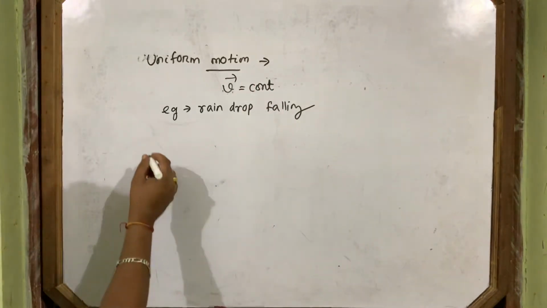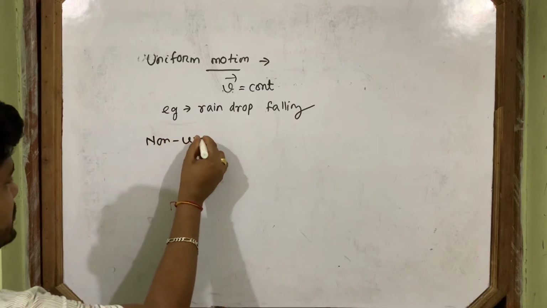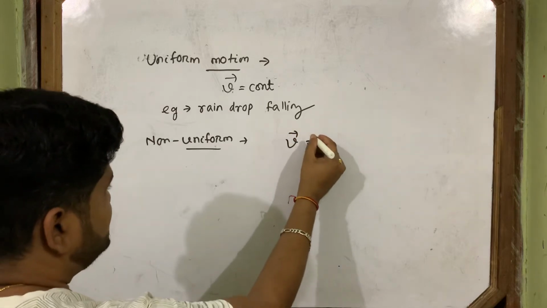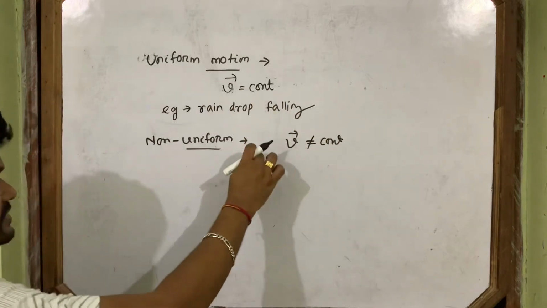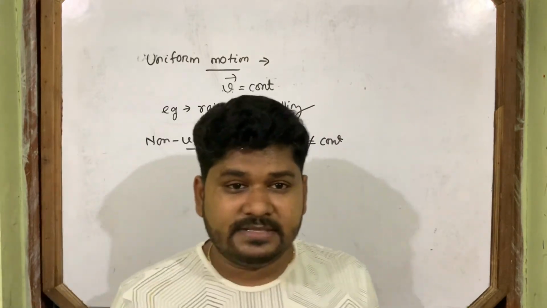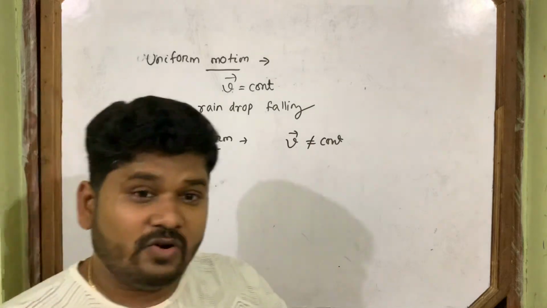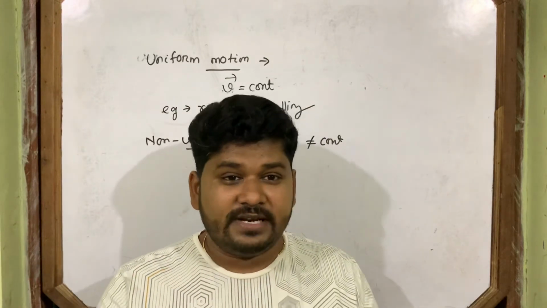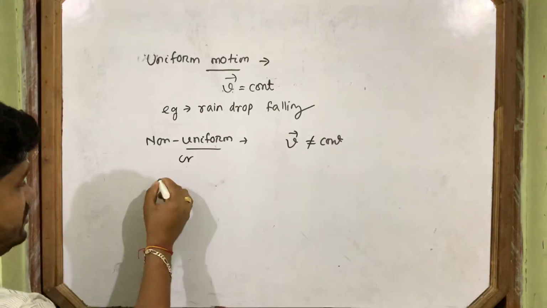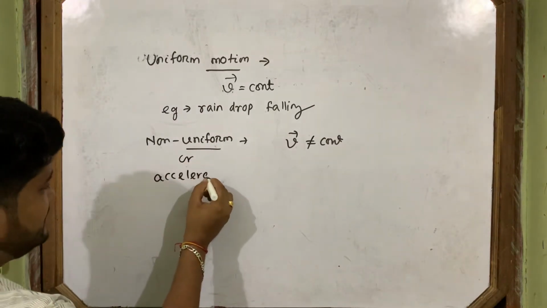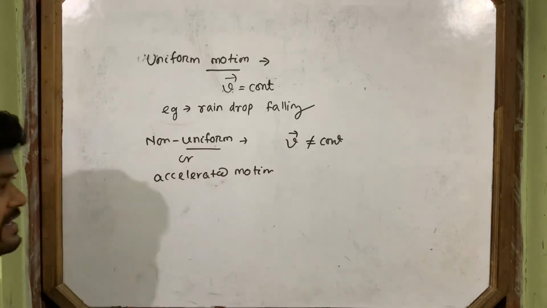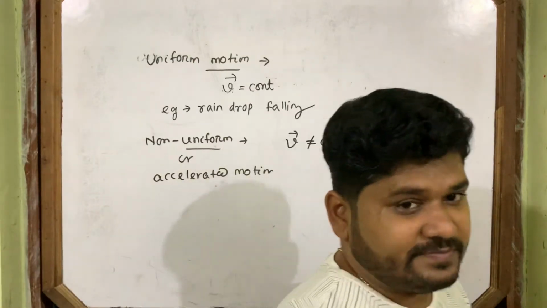Then come to non-uniform motion. If it is non-uniform, then I can tell you velocity is not constant, just the opposite. Either speed varies or direction varies. If either speed or direction varies, then the motion becomes accelerated. I can also call non-uniform motion accelerated motion. Acceleration happens.